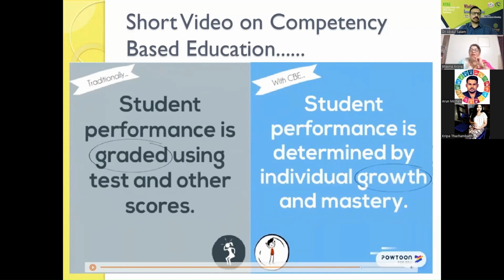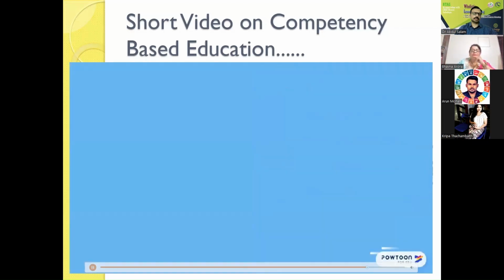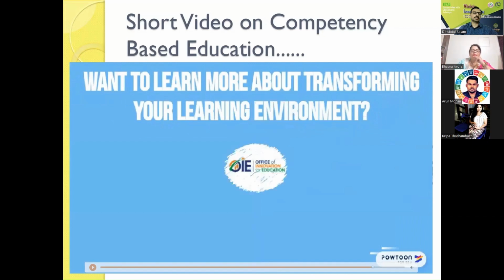Now, the assessment, as per NEP 2020, is not only using grades and tests by teachers. Now the focus is on peer assessment also. The focus is on parent assessment also. The focus is also on teacher assessment at the same time. Self-assessment, yes? Because that is determined by individual growth and mastery over something. Yes, that's important. So that's what we wanted to discuss.